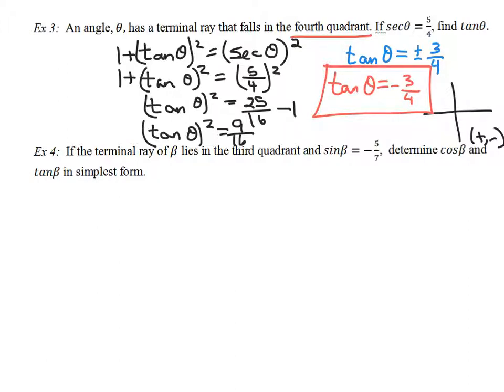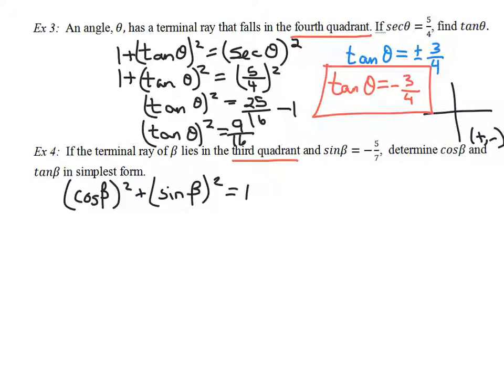Going on to example number 4, the terminal ray of beta lies in the third quadrant. I've got sine of beta is equal to negative 5/7, and I want to find both the cosine of beta and the tangent of beta in simplest form. So let's use the appropriate Pythagorean identity. So cosine of beta squared plus sine of beta squared equals 1.